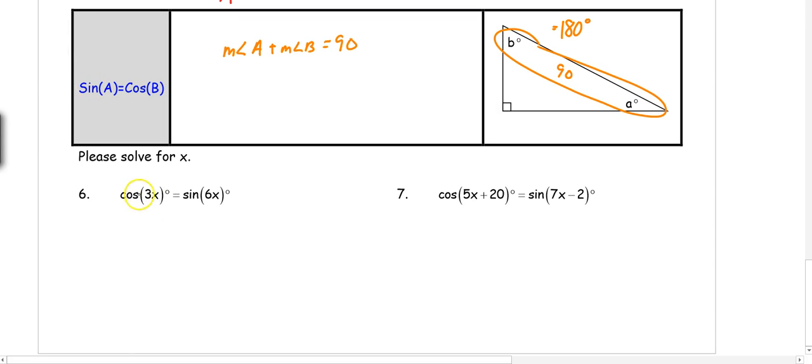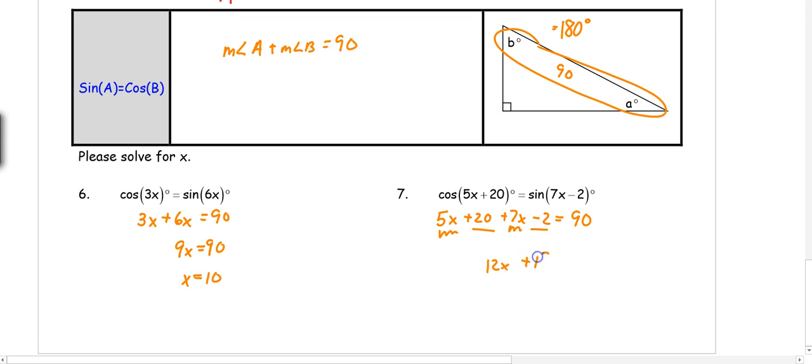So in number 6, I have the cosine of 3x equals the sine of 6x. So we're going to add our angles together and set them equal to 90 degrees. So 9x equals 90, x is equal to 10. In number 7, when I add them all together, 5x plus 20 plus 7x minus 2 equals 90. Combine like terms, so I get 12x plus 18 equals 90. 12x equals 72, and when we divide by 12, we get x is 6.